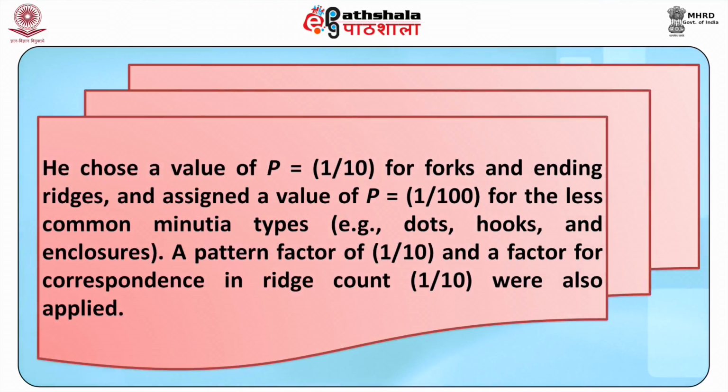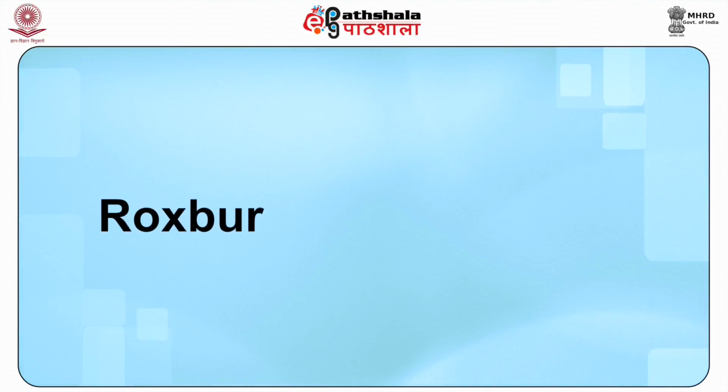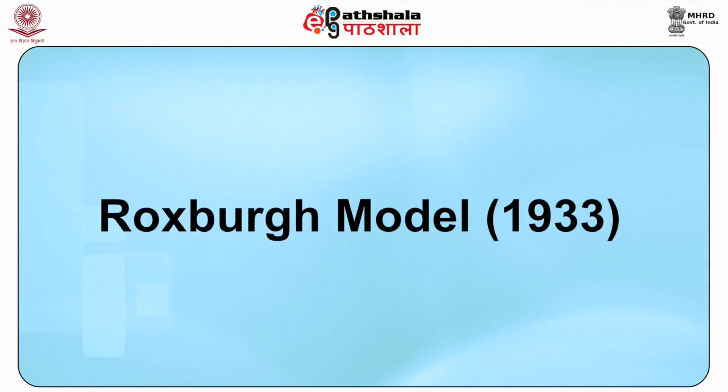He therefore chose a value of p equal to 1 by 10 for forks and ending ridges and assigned a value of p equal to 1 by 100 for the less common minutiae types, for example dots, hooks and enclosures. A pattern factor of 1 by 10 and a factor for corresponding ridge counting of 1 by 10 were also applied. Now, Roxburgh model, 1933.